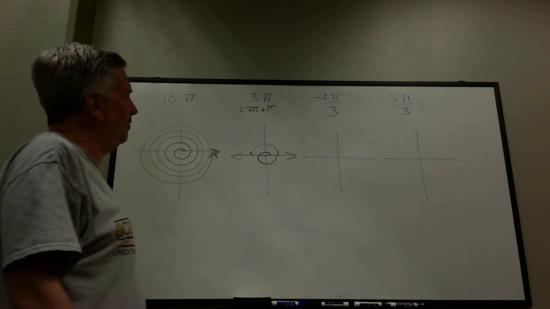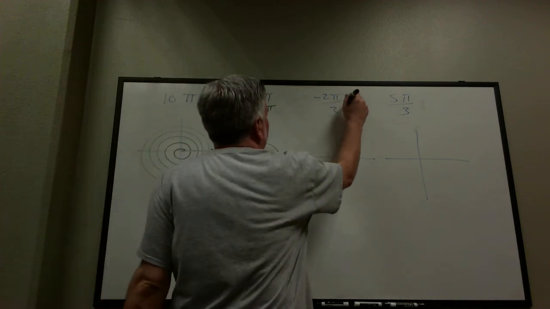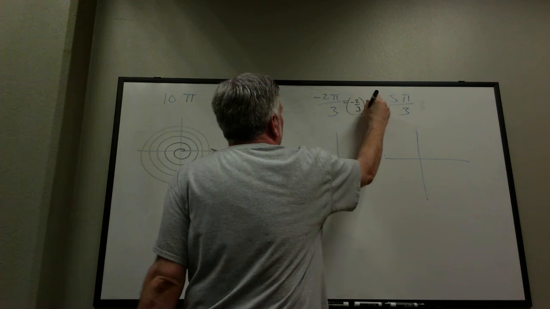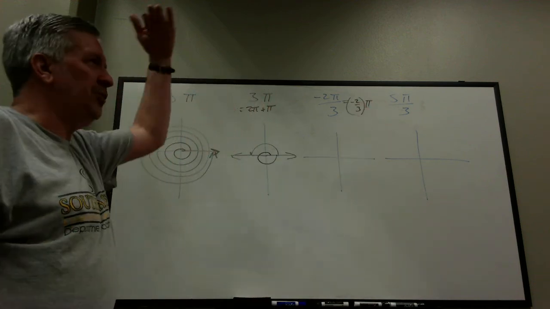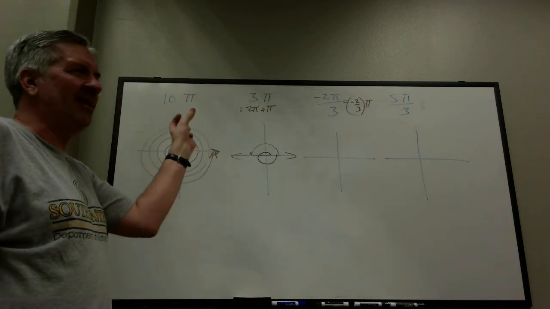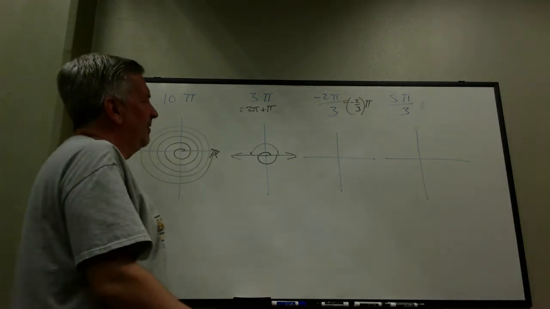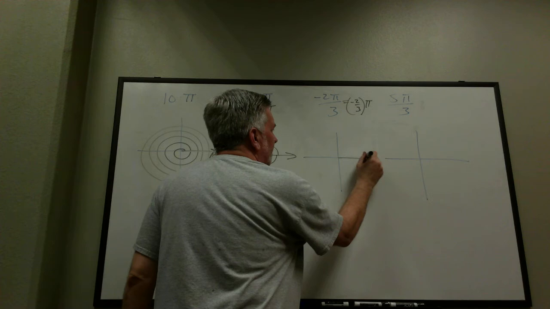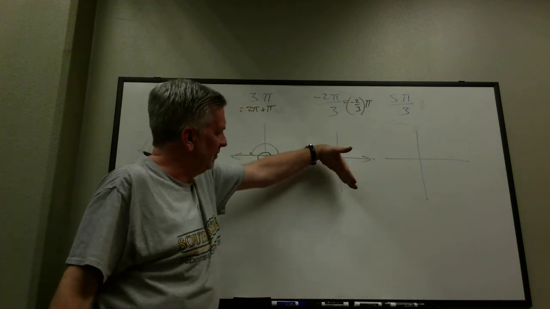Minus 2 pi over 3. Okay, now here's how you want to think about this one. Think of this as minus 2/3 pi. So don't think of the 2 pi over 3. Think of it as the fraction, minus 2/3 pi. Now the negative, all that means is we're going to go clockwise, right? So in standard position, a negative angle goes down.